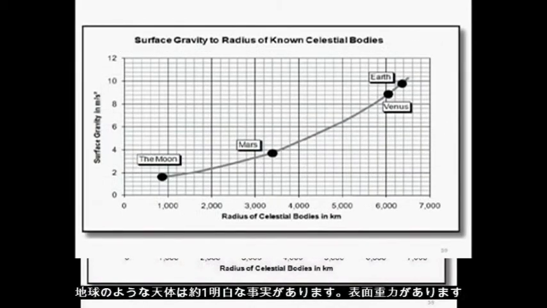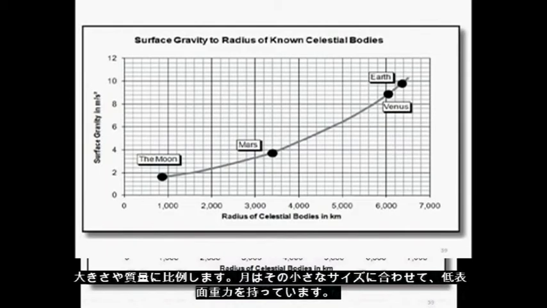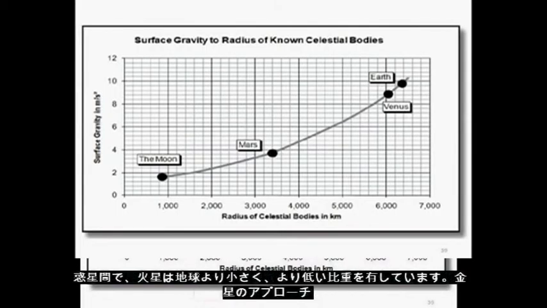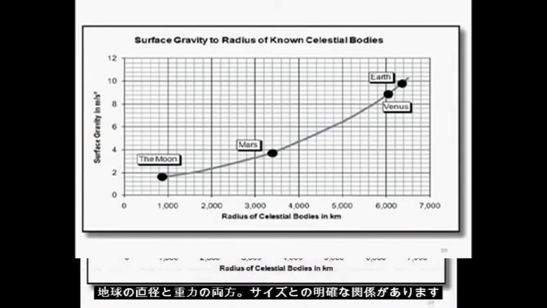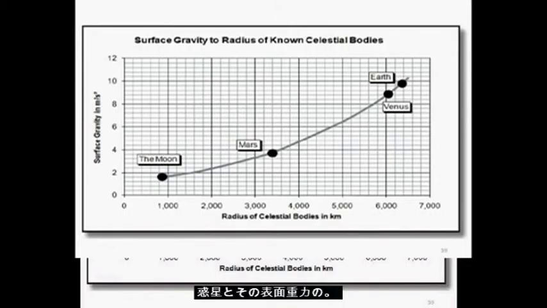There is one obvious fact about celestial bodies like the Earth. Surface gravity is proportional to size and mass. The Moon has a low surface gravity to match its small size. Amongst the planets, Mars is smaller than the Earth and has a lower gravity. Venus approaches both the Earth's diameter and gravity. There is a definite relationship between the size of a planet and its surface gravity.